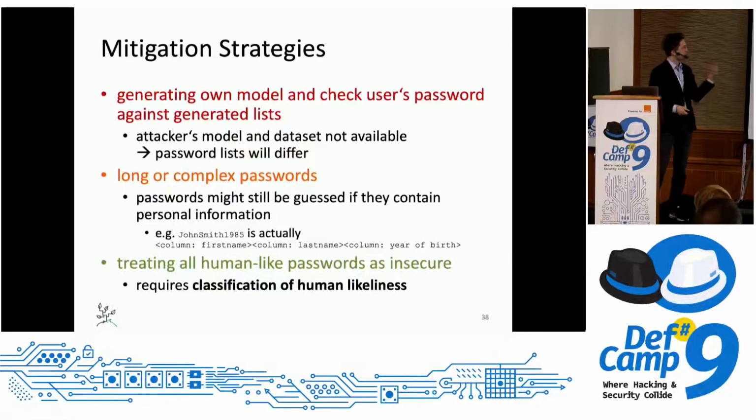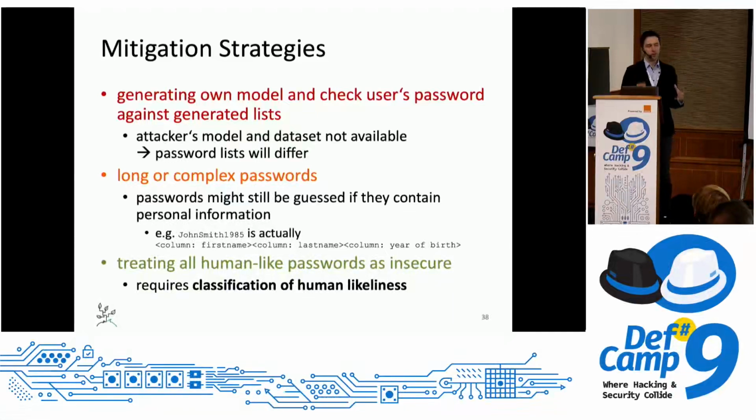So there is another possibility. We could use long and complex passwords, as we have learned. This is a good idea, and there are several similar strategies. I'm not going to mention them, but basically it has one problem. If you have a password like John Smith 1985, you could consider it long enough, probably, but it actually only contains 3 pieces of information. It just contains first name, last name, and year of birth. So it's actually 3 pieces of very obvious information. And therefore, a long password isn't necessarily more secure in this kind of attack scenario.